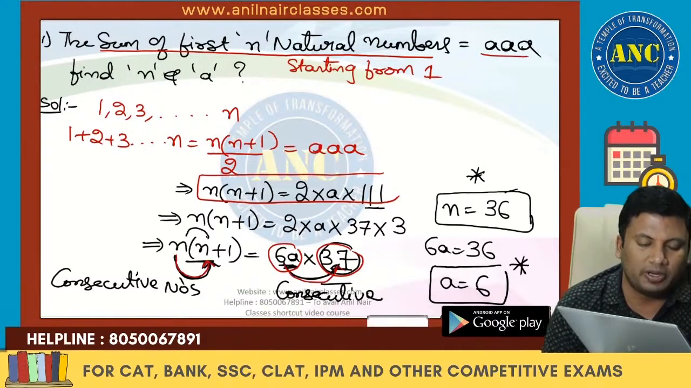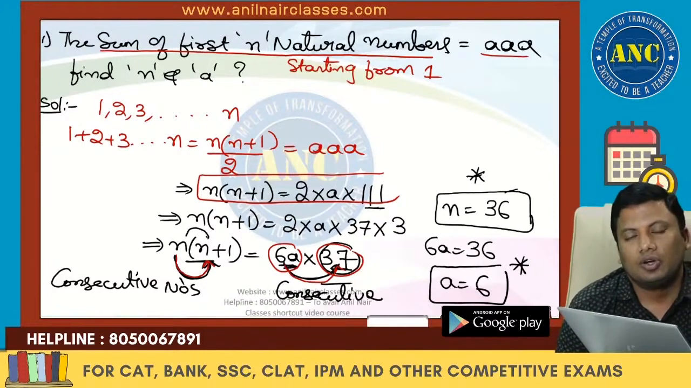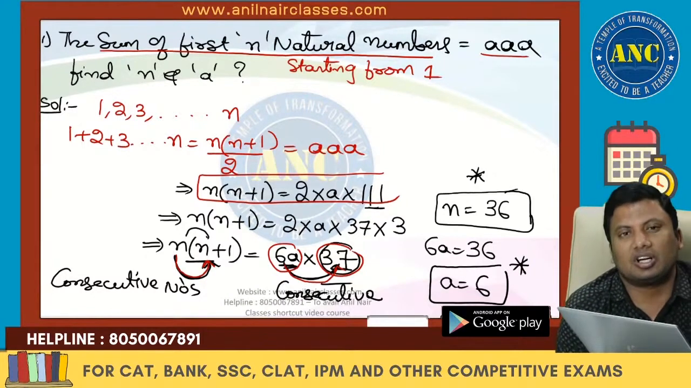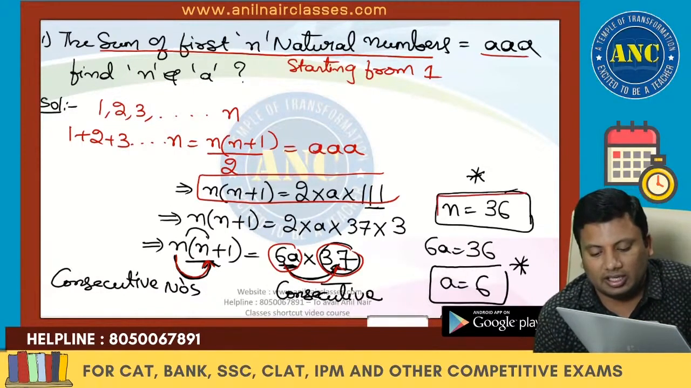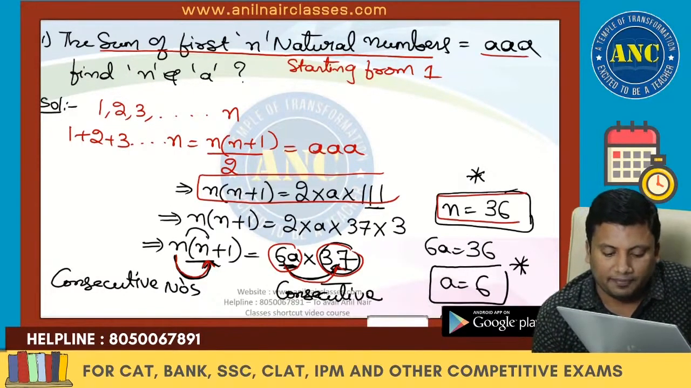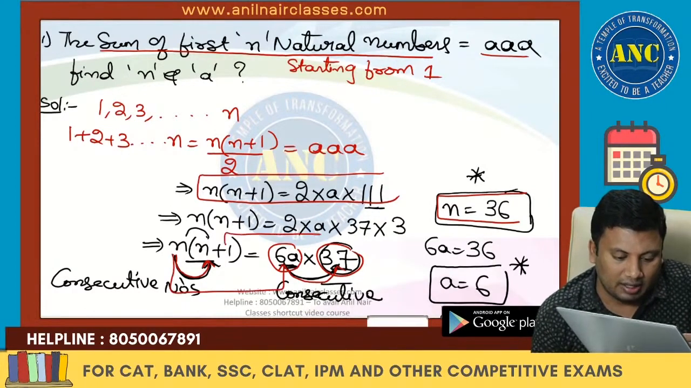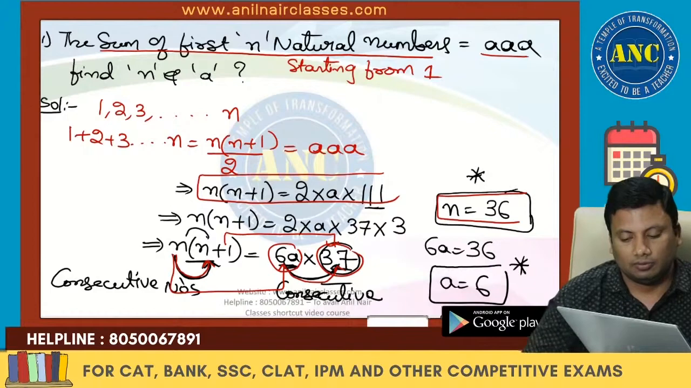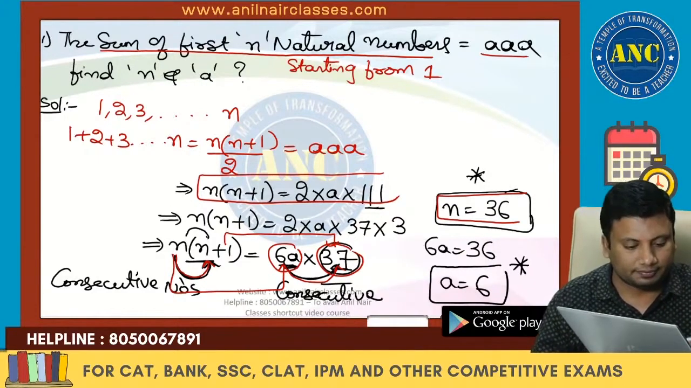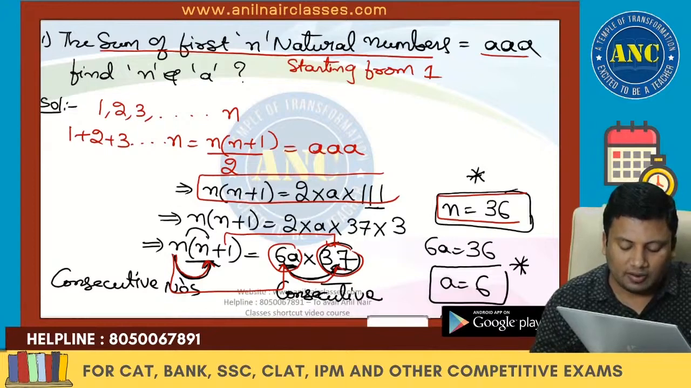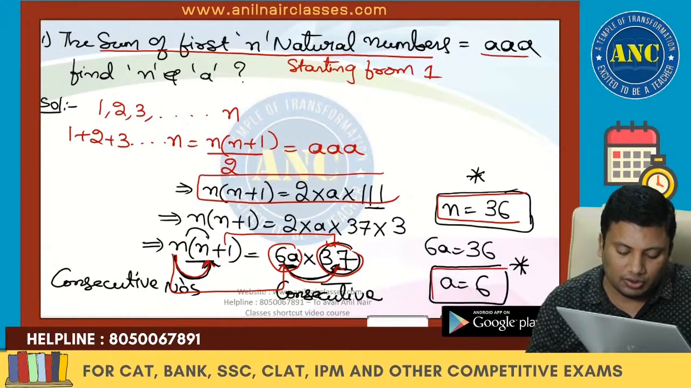These both should be consecutive numbers. So what is the multiple of 6 just consecutive to 37? 36. So n will be 36 and 6A is 36. N will be 6A, n plus 1 will be 37, which means n will be 36. 36 equivalent to 6A, so A equivalent to 6.